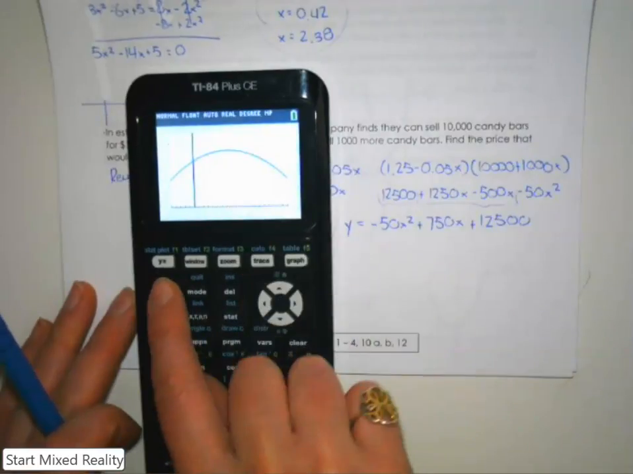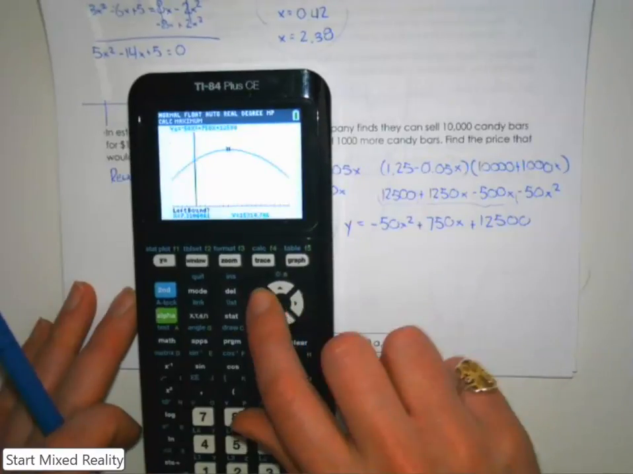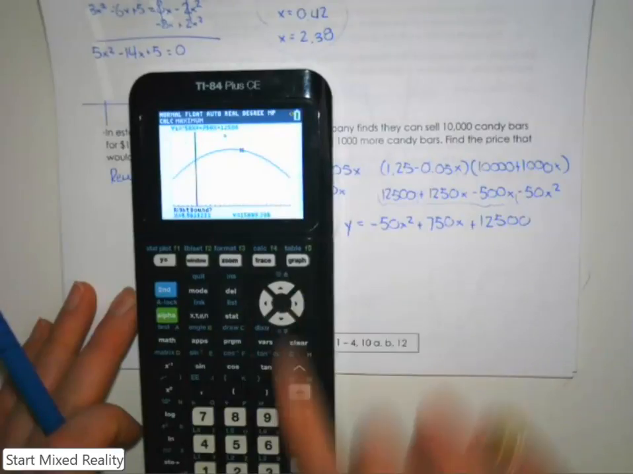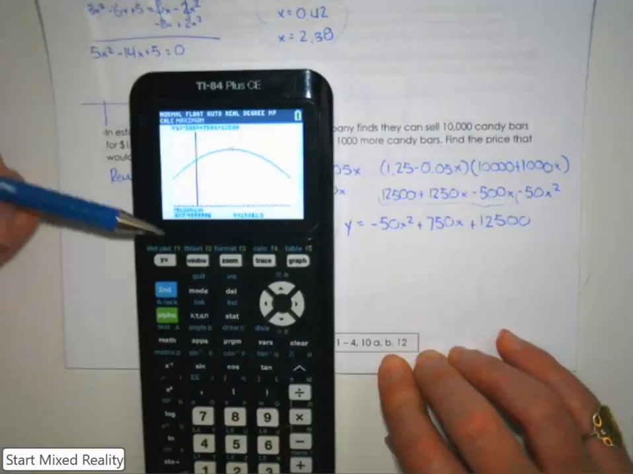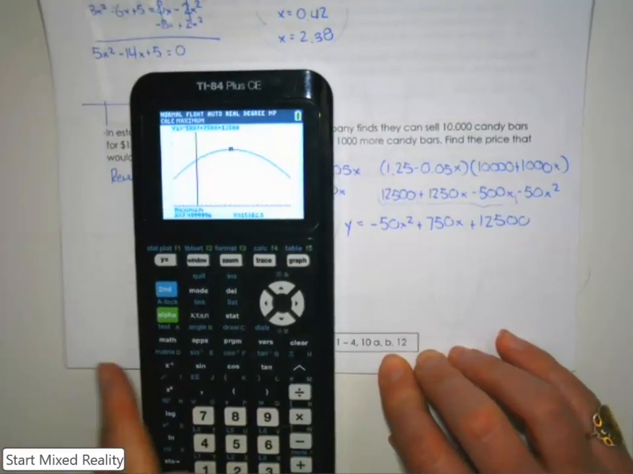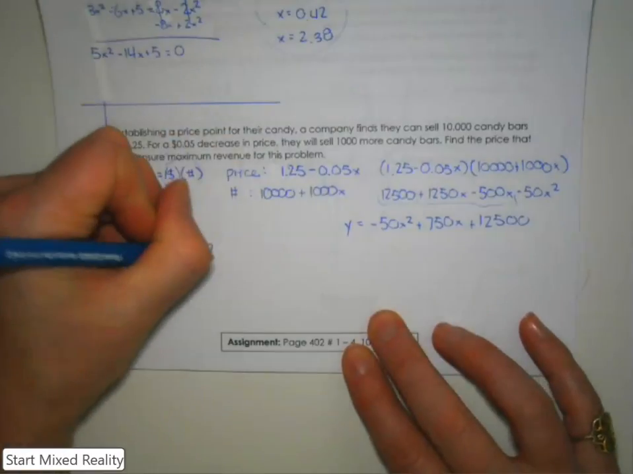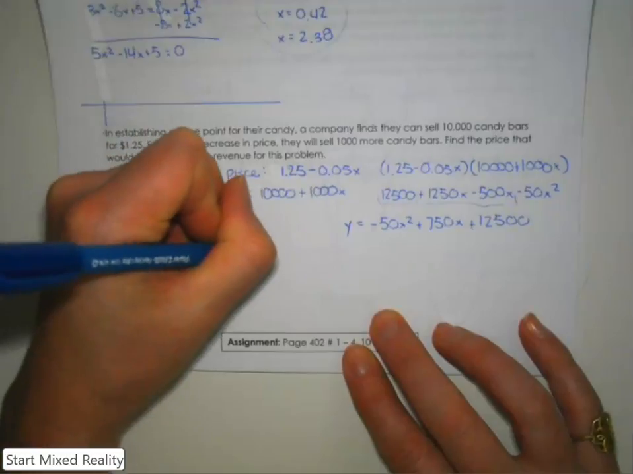Okay, so we want to go second function trace. Let's look for our maximum, left bound, right bound. And our maximum is at 7.5 and 15,312.5. So 7.5, 15,312.5.